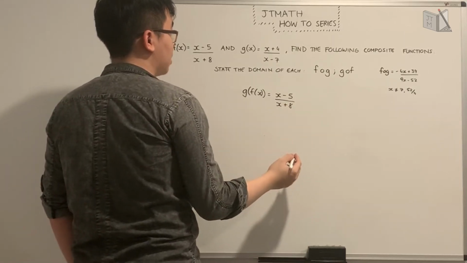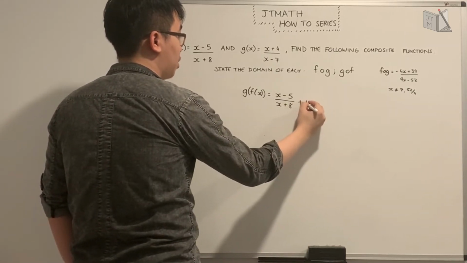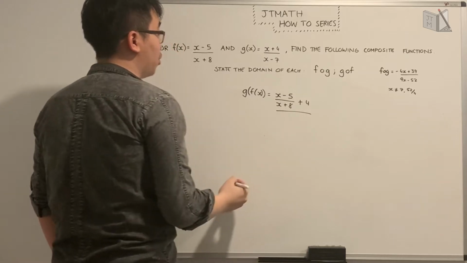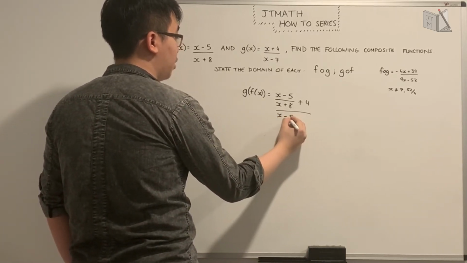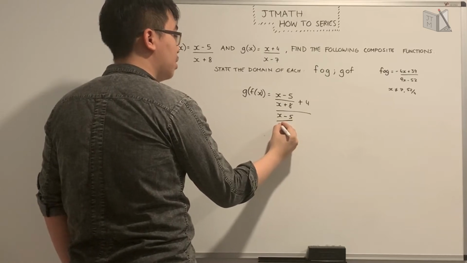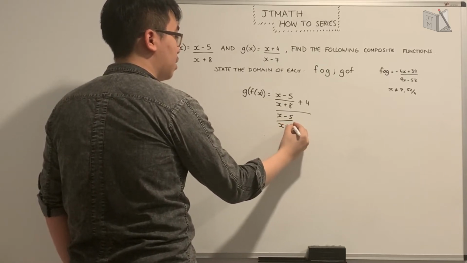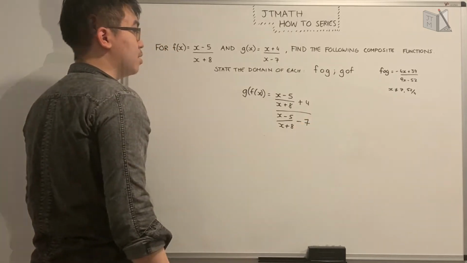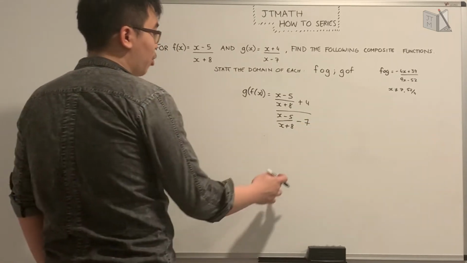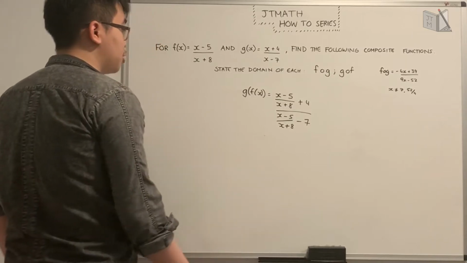x minus 5 over x plus 8, and then plus 4 separately, over, you have another x term in the denominator, so I want the entire f function again. This time we have minus 7 separately. And now, just like last time, we're going to simplify this complex fraction.